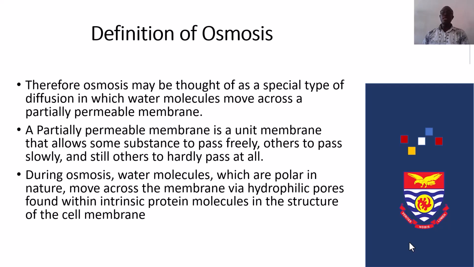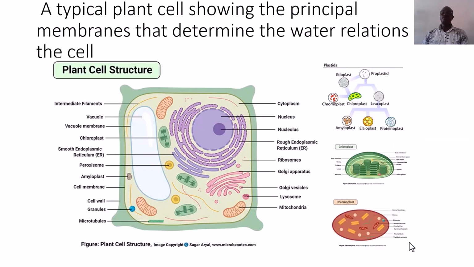Therefore, osmosis may be thought of as a special type of diffusion in which water molecules move across a partially permeable membrane. A partially permeable membrane is a unit membrane that allows some substances to pass freely, others to pass slowly, and still others to hardly pass at all. So during osmosis, water molecules, which are polar in nature, move across the membrane via hydrophilic pores found within intrinsic protein molecules in the structure of the cell membrane.